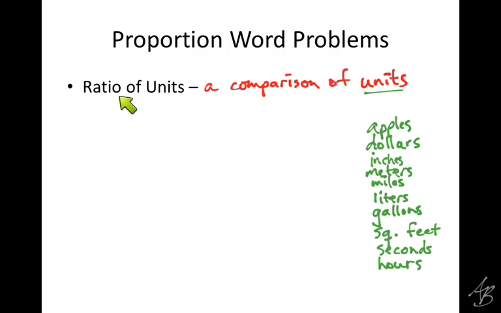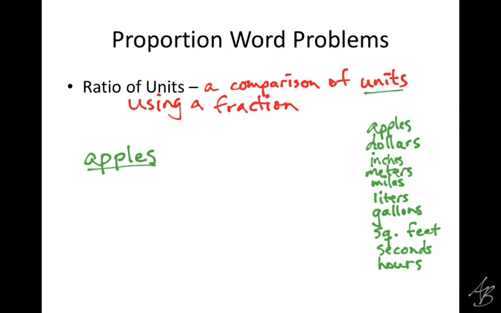All right, so going back to this idea of a ratio of units. It's a comparison of units using a fraction, just like we've done with other ratios. So let's add that on there, using a fraction. So let's look at a couple examples. Let's say, like we had before, we had apples and dollars. So a ratio of units, instead of saying 2 apples over $3, the ratio of units would just be apples over dollars.